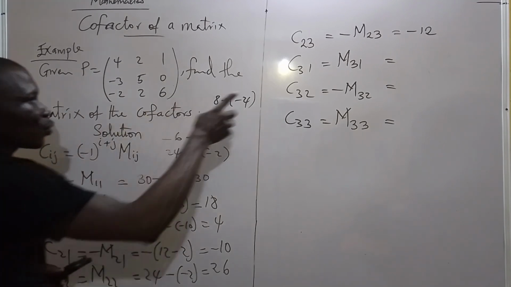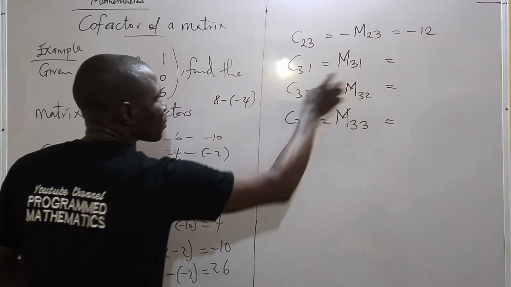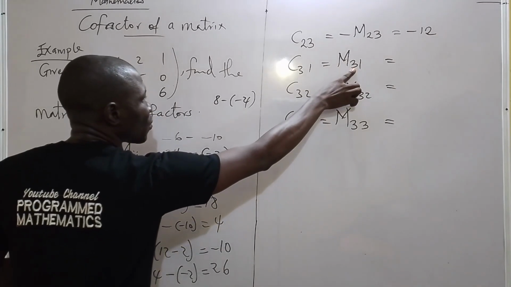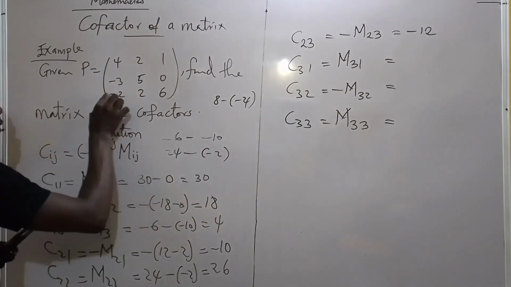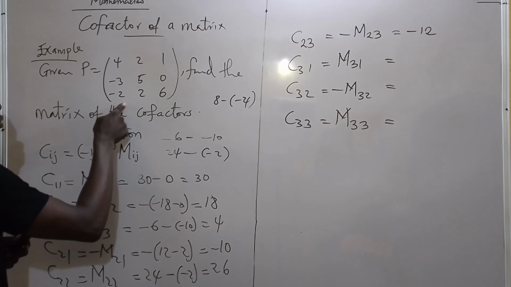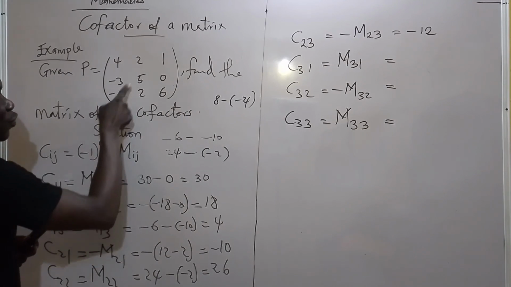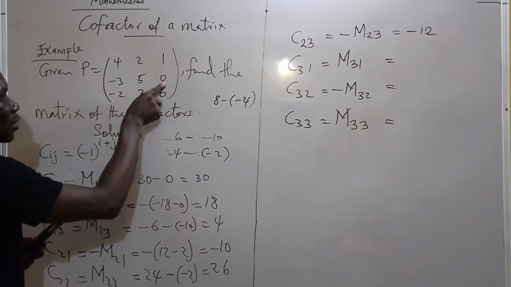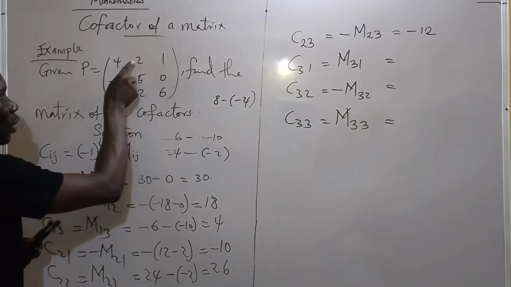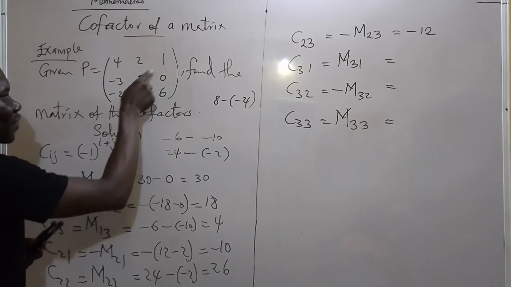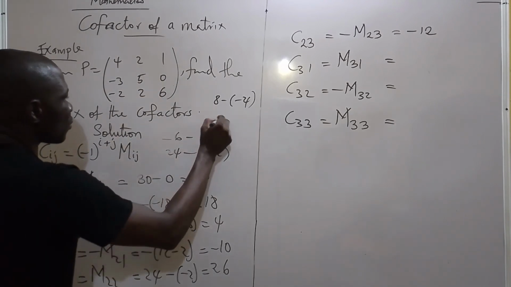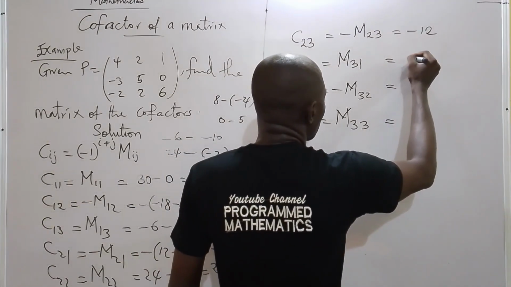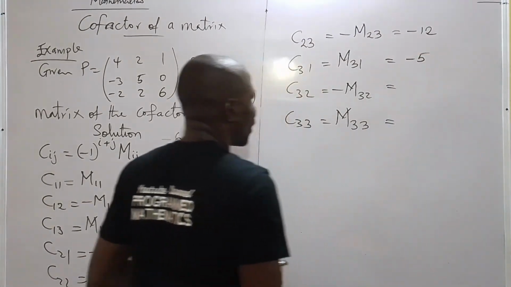Now for the third one, C31, M31. So M31 means third row, first column. Third row, first column. We delete those 2. So we'll be left with 2, 1, 5, 0. So 2 times 0, the determinant of the leftover 2 by 2. 2 times 0 is 0. 5 times 1 is 5. So we have 0 minus 5. 0 minus 5 is minus 5. So this is minus 5 here.